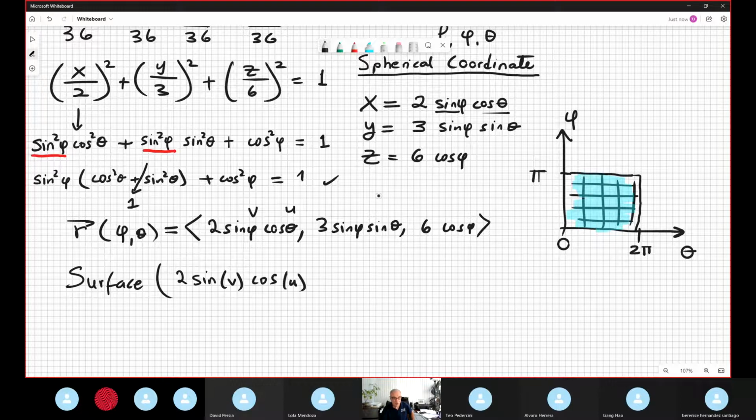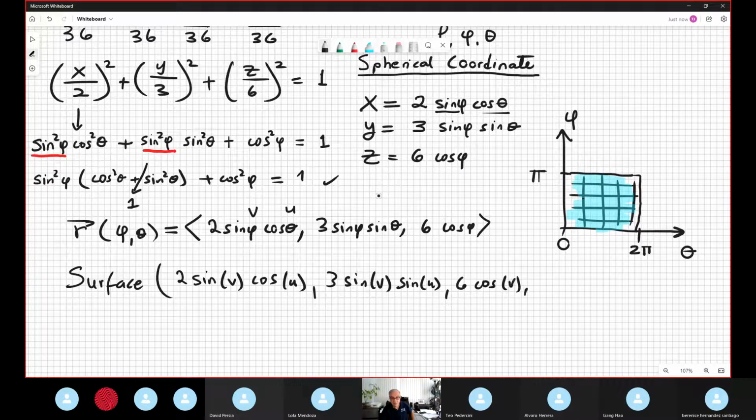Cosine u, comma 3 times sine b, sine u. Wait. This is multiplication, no comma. It's a period, time, multiplication. Okay, time. There, let me write properly. Is sine u, comma 6 times cosine b.